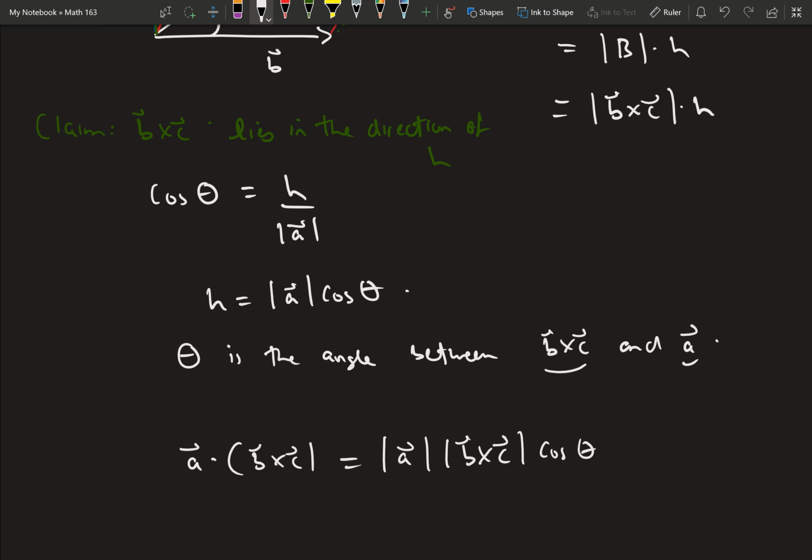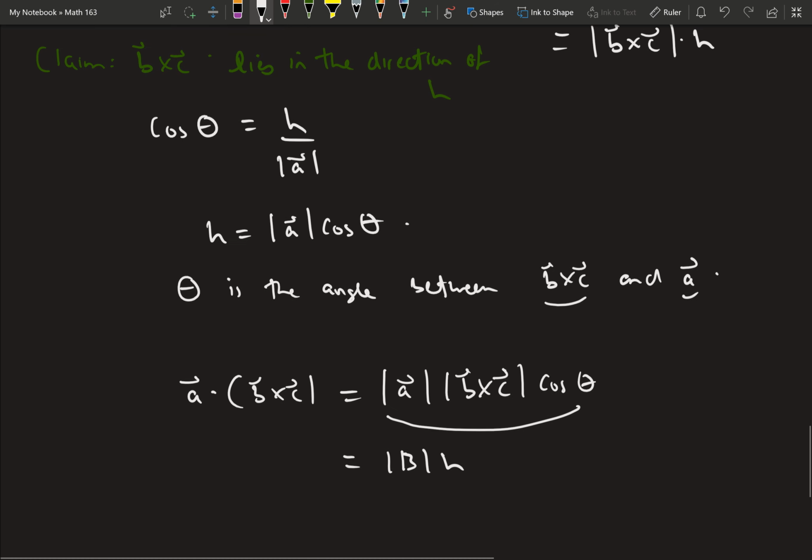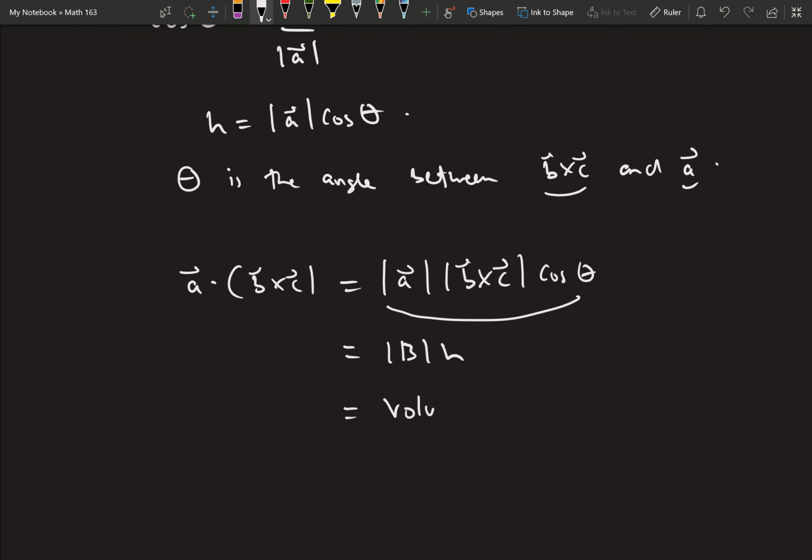But this product here is exactly the area of the base times H, which is the volume. Okay. Well, the only slight thing we have to check is cosine sometimes is negative, and we want the volume to be positive, so we want an absolute value. So it turns out that the absolute value of A dot B cross C is exactly the volume of this parallelepiped.